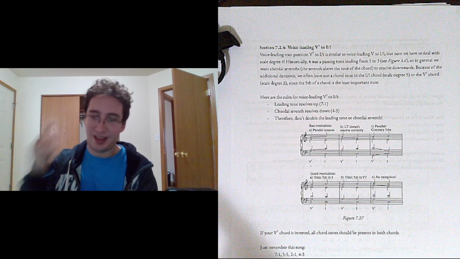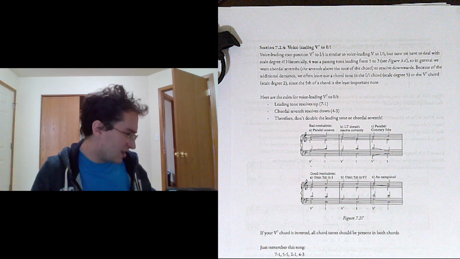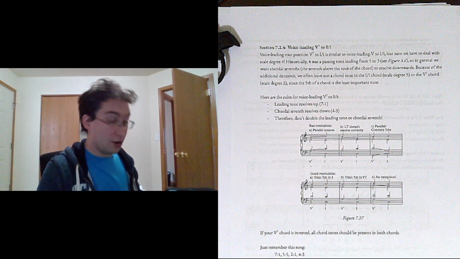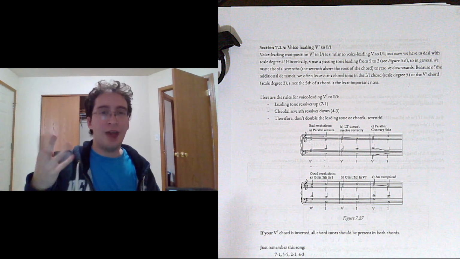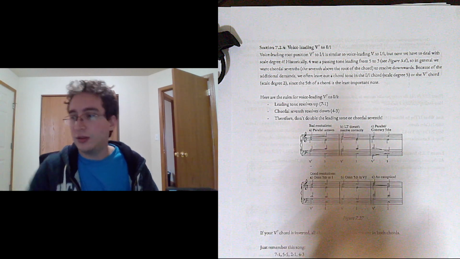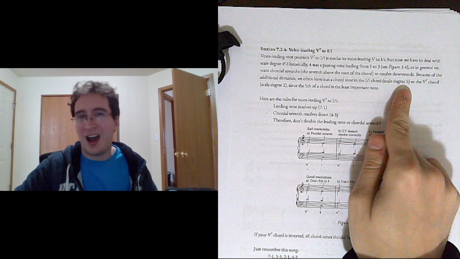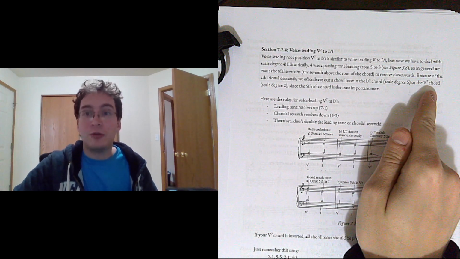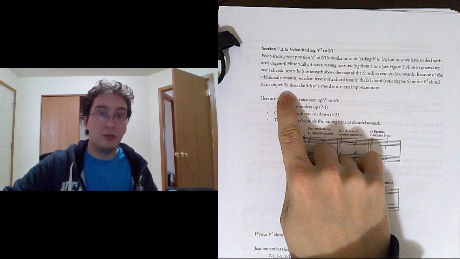Because now 7 has to go to 1 and 4 has to go to 3. So now those have finicky rules. Often you're going to need to leave out a chord tone, either in your 1 chord, leave out scale degree 5, you don't really need it, or leave out a chord tone in the 5-7 chord, scale degree 2, which again is the 5th of the chord.